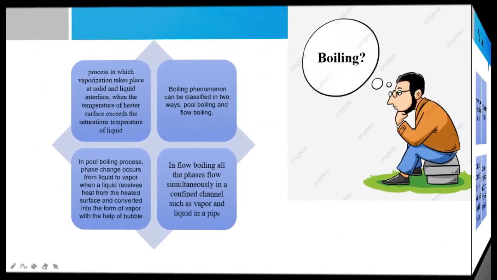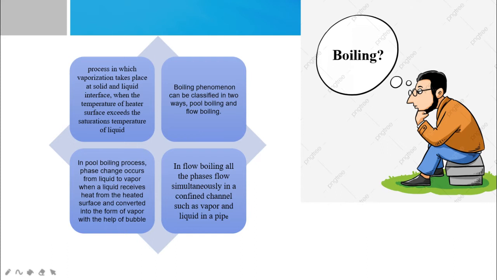Boiling is a process in which vaporization takes place at the solid and liquid interface when the temperature of the heater surface exceeds the saturation temperature of the liquid. Boiling phenomena can be classified in two ways, which are first pool boiling and second flow boiling.